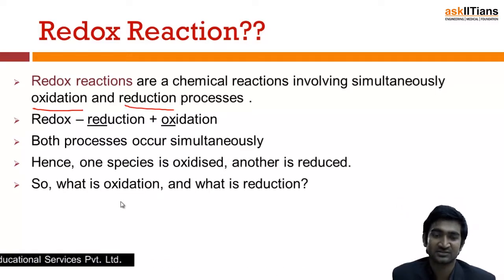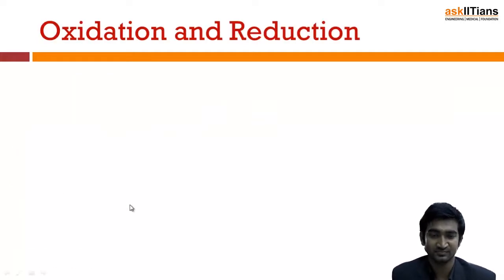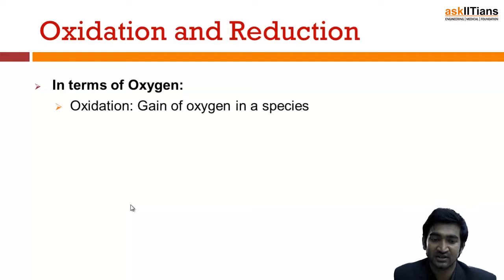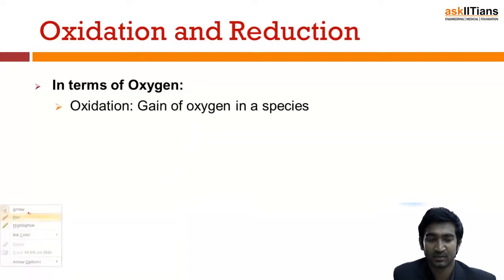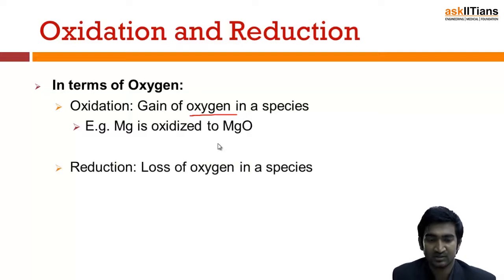Again, the question is still not very clear: what is oxidation and what is reduction? So let's learn in detail what they are. Now oxidation in terms of oxygen: it is gain of oxygen in any species. So remember this term, guys, gain of oxygen. Example, magnesium is oxidized to magnesium oxide, MgO. And reduction is what? It is loss of oxygen in a species, loss of oxygen.